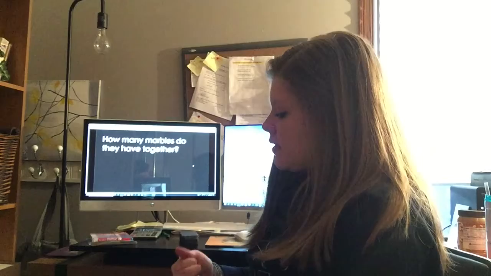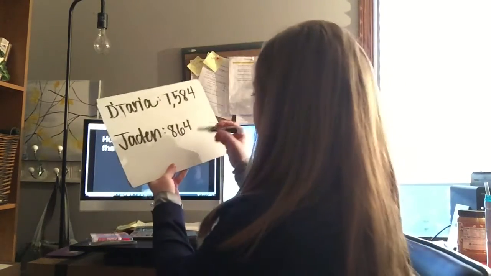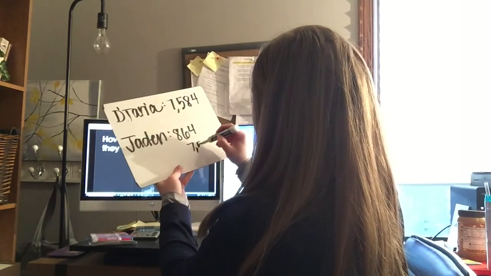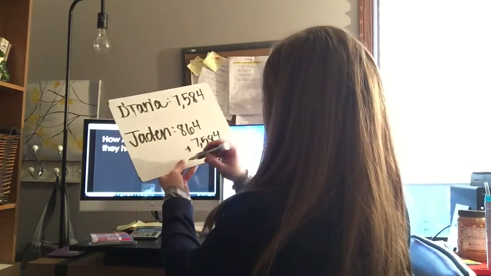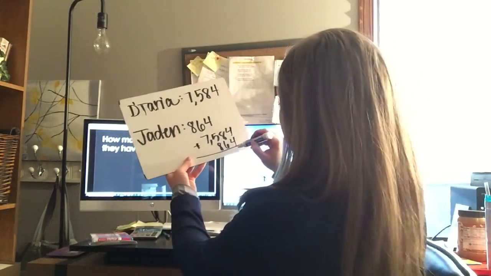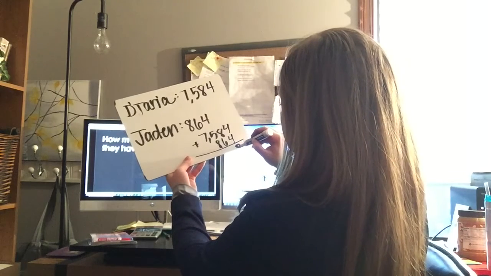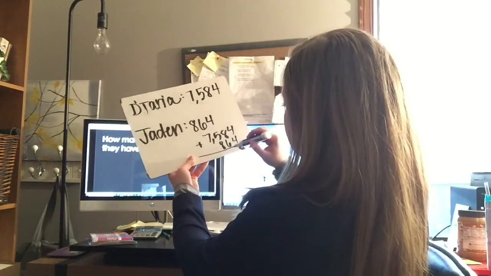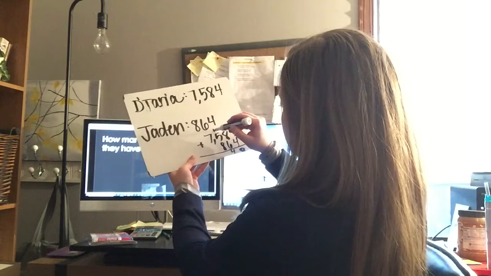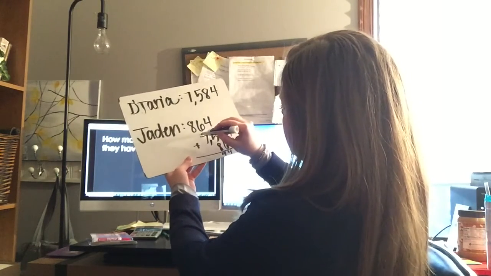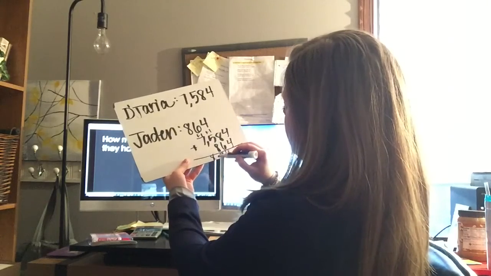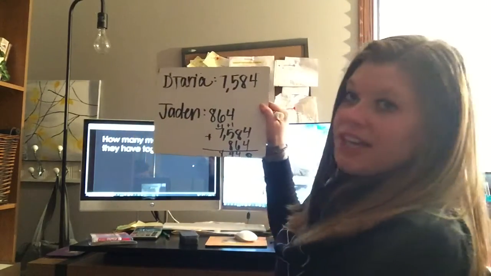So 7,584 plus 864. We add those together. 4 and 4 is 8. Oops, that's an 8. 8 and 6 is 14. 8 plus 5 is 13, plus 1 is 14. And 1 plus 7 is 8. So together, they have 8,448 marbles.